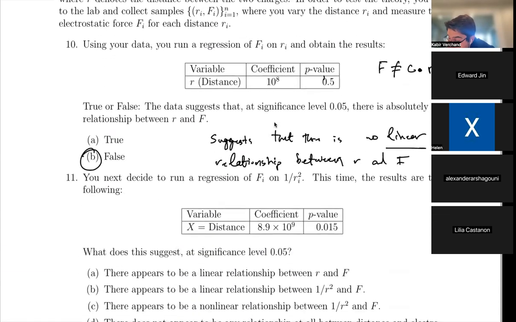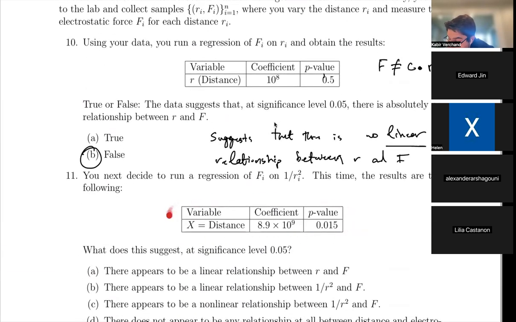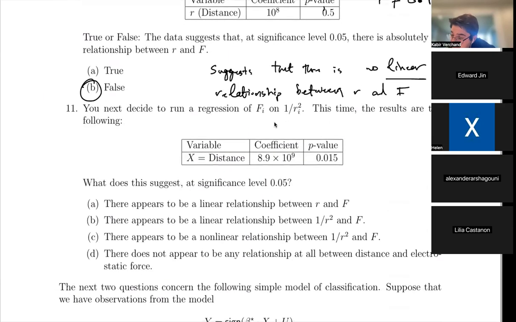And now when you run your regression, the output of the software is the following. You get a much smaller p-value and you get a different coefficient. So now this is asking, what does this suggest at significance level 0.05? Before we read these, what we can read off from this suggests that there is a linear relationship between this quantity, 1 over Ri squared, and Fi.